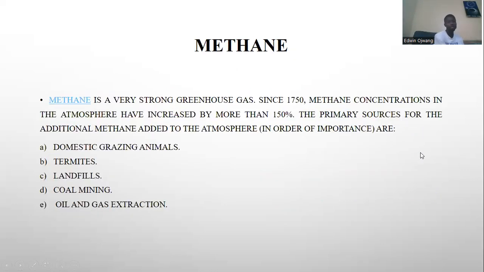Methane is a very strong greenhouse gas, and since 1950, methane concentration in the atmosphere has increased by more than 150%. The primary sources for the additional methane added to the atmosphere are the following: domestic grazing animals add methane; termites add methane; landfills add methane; coal mining, as well as oil and gas extraction. Now let us look at how each and every one of these adds methane to the atmosphere.